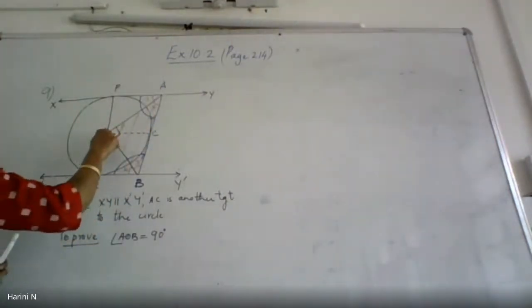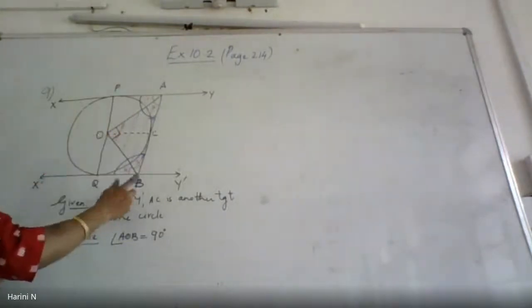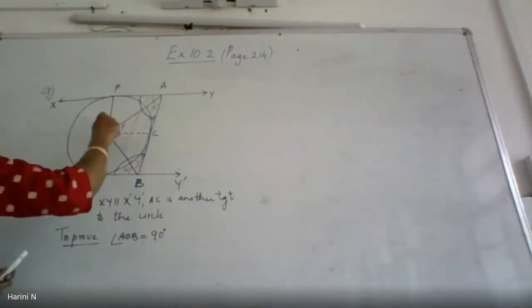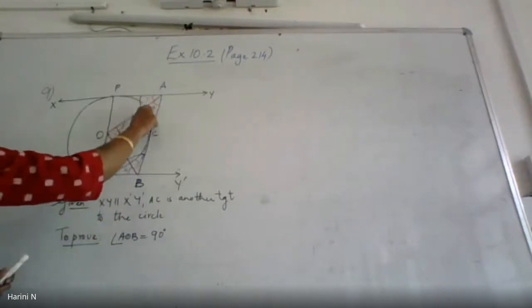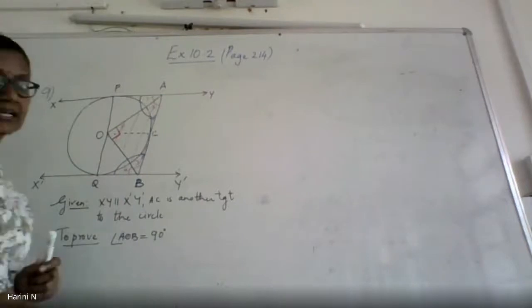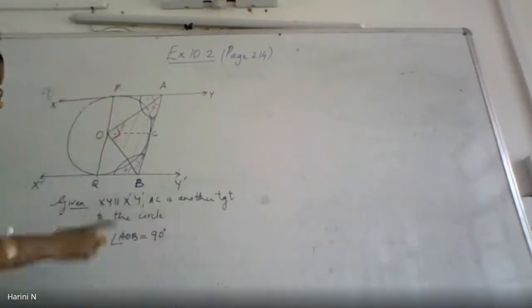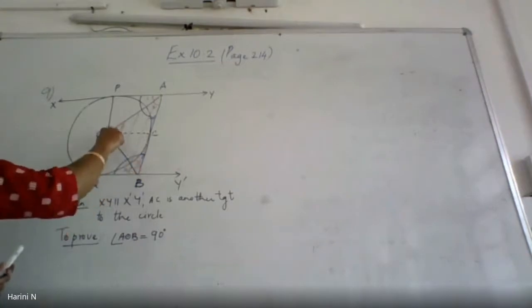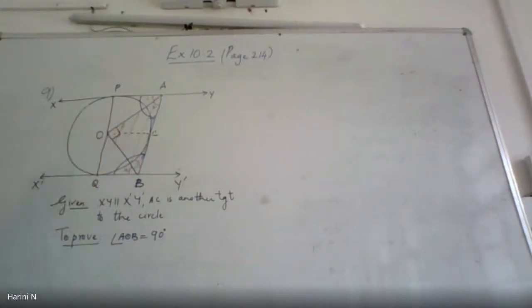Then in the triangle OAB, 2 plus 3 has become 90 degrees. So what can you tell about this angle AOB? According to the angle sum property of triangles, angle AOB plus angle 2 plus angle 3 will become 180 degrees. These two angles already together have become 90 degrees. So what can you tell about the third angle? It will automatically become equal to 90 degrees. And that's exactly what I want. I want to show AOB is 90 degrees.